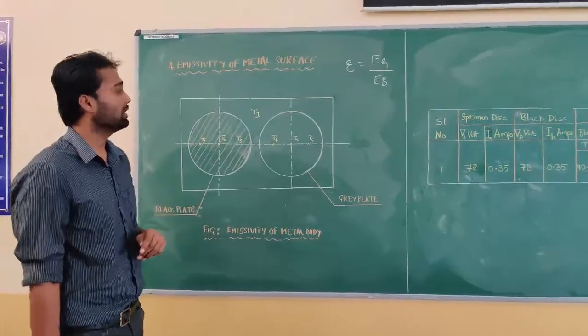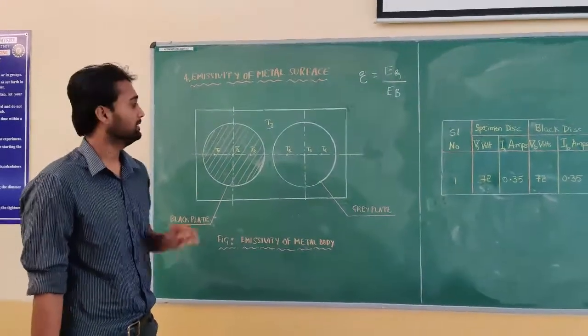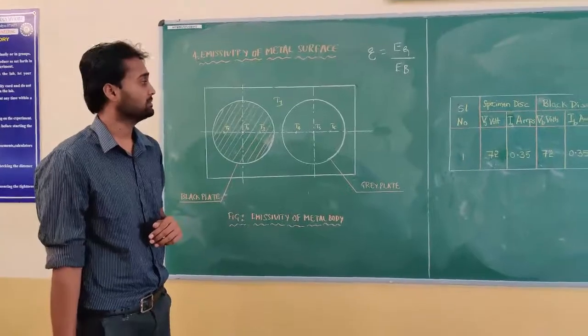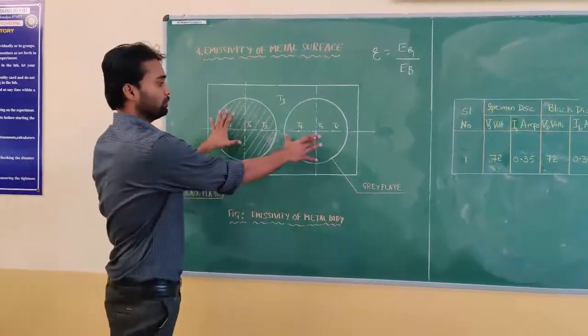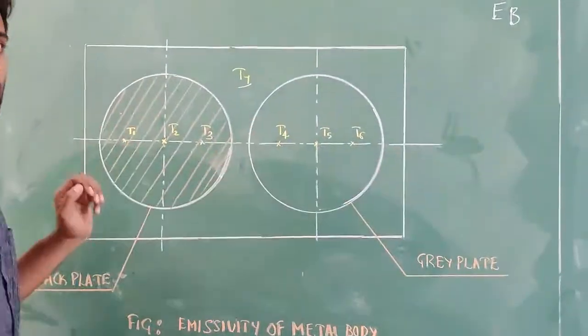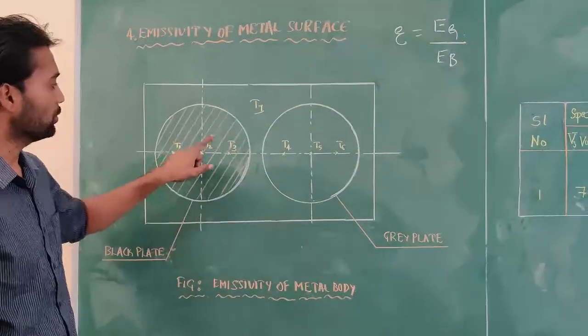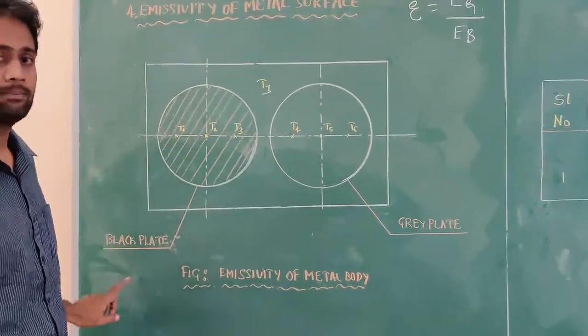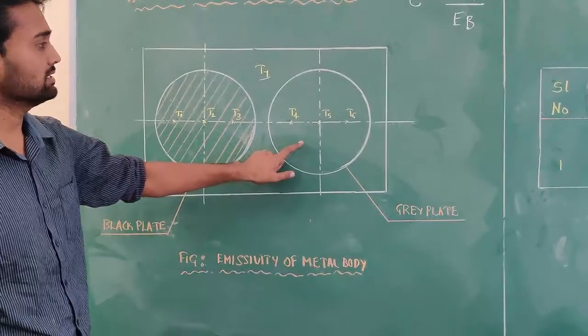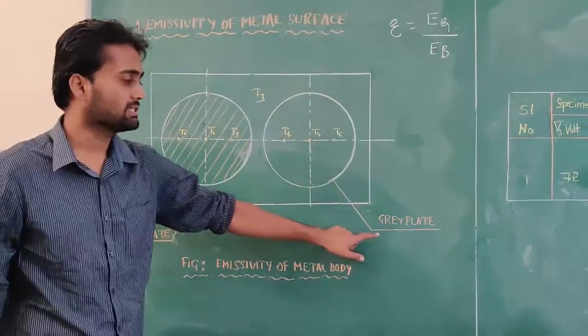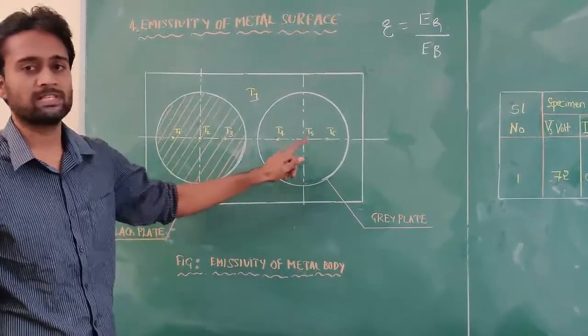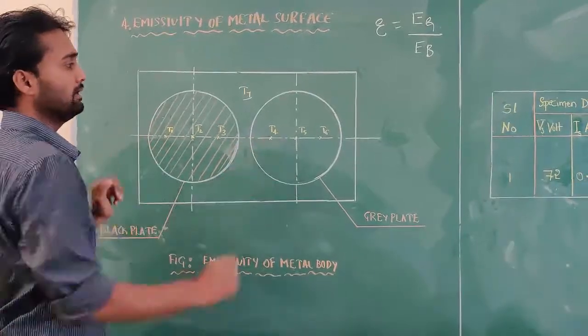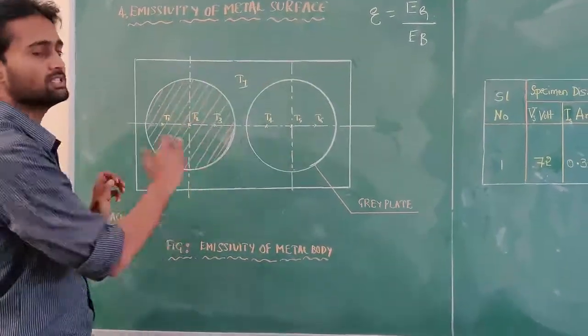In this session we will be looking at the emissivity of a metal surface. Let us look at the block diagram of the experimental setup. We have two different discs which are made of the same material. One disc is coated with black color, which is considered as the black body, and the other disc is left as it is and is considered the grey plate, which is the test specimen. Both the surfaces are enclosed within the chamber.